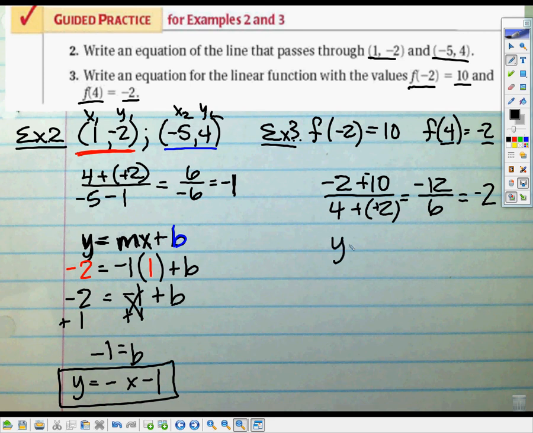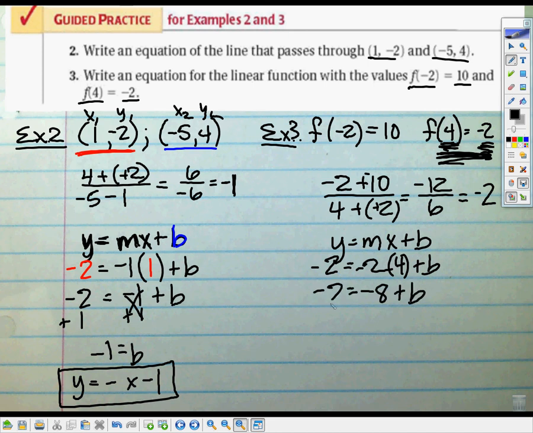For working with y equals mx plus b now, we substitute in our slope of negative 2. We substitute in either of our coordinate points. I see 10 as a big number, so I'm going to use the 4 and the negative 2. The x value there is 4, so I put the 4 in here, plus b equals our y value, negative 2. Negative 2 times 4 gives me negative 8 plus b equals negative 2. Then I add the 8 onto both sides, and we find that b equals 6.